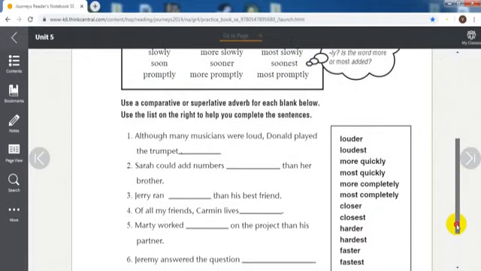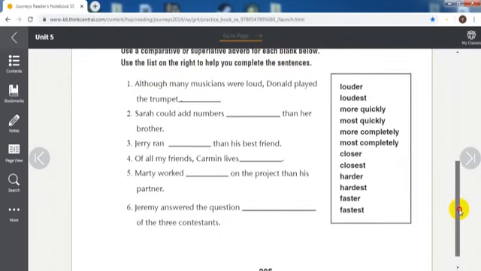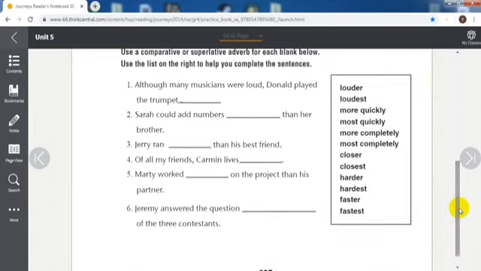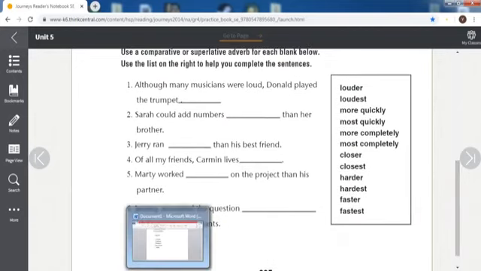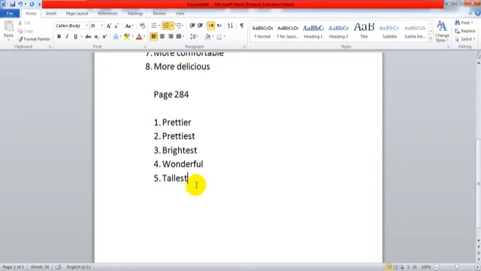So, here it says use a comparative or superlative adverb for each blank below. Use the list on the right to help you complete the sentences. Okay? So this is page 285 from 1 to 6, okay? And you'll do them together. Ready? Okay. You got page 285.